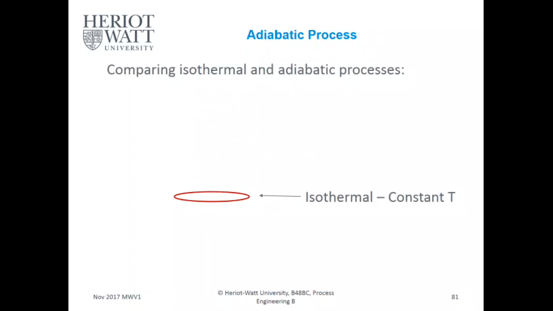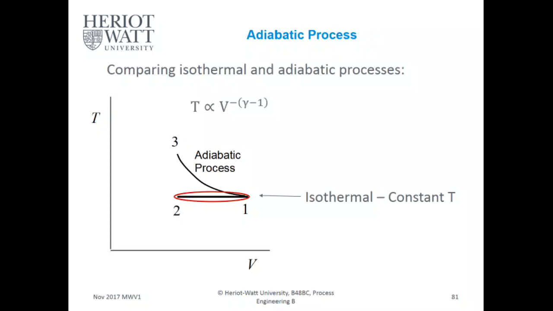And if you compare isothermal and adiabatic processes, you'll find T is directly related to V to the minus (gamma minus 1). So for an isothermal process, you have constant temperature, as you can see, and for an adiabatic process, you have T V to the gamma minus 1. That is your exponential ratio change. So it's Cp over Cv minus 1.